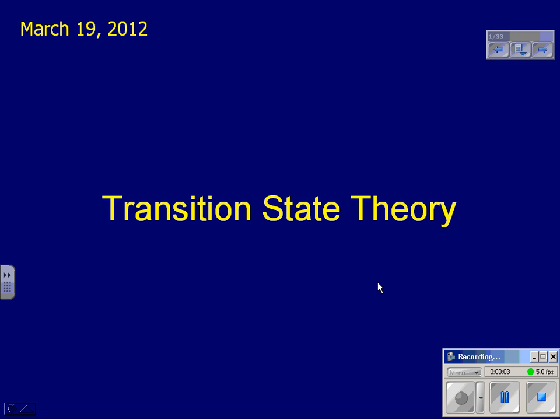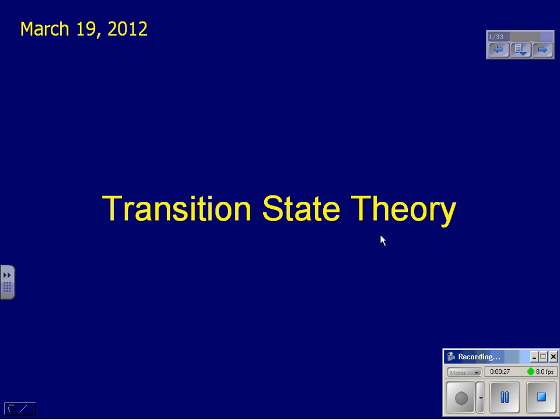Okay, in this lesson, we're going to discuss something called transition state theory. This continues on from our lesson on collision theory, in that we now know that reactant molecules need to collide, and they need to collide in their proper orientation and with the proper kinetic energy. They need to have the right amount of energy in order to break those bonds.